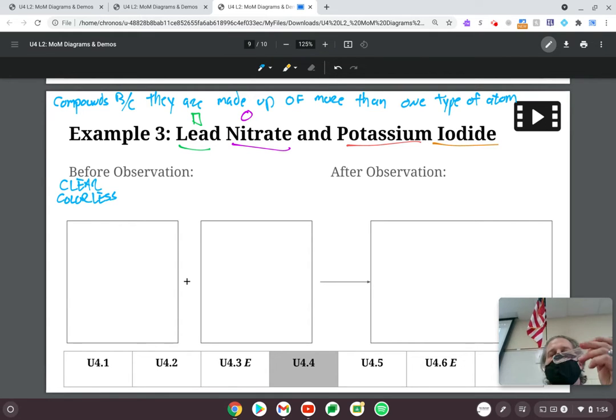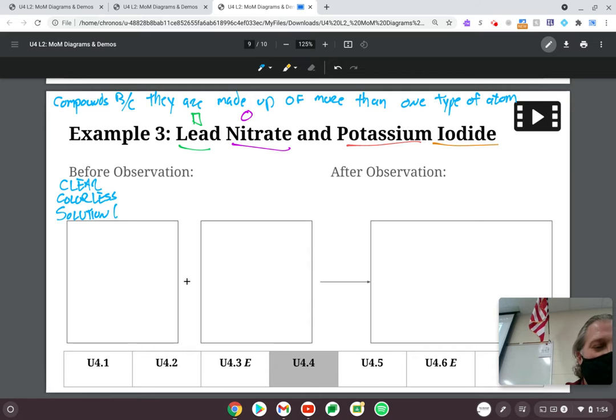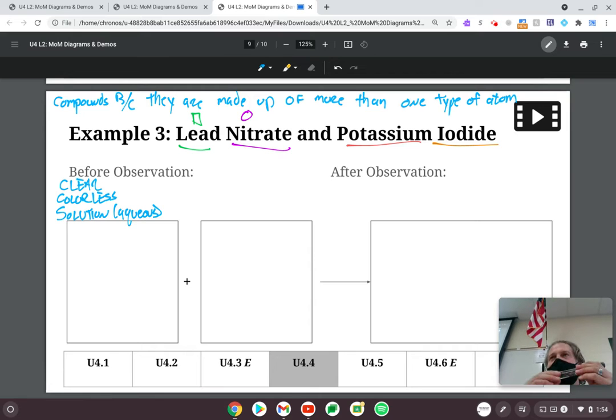Now, what state of matter or type of matter rather would this be? I hear a lot of you saying liquid, and I'm going to say it's not. This is not a liquid. It's not a gas. It's also not a solid. So if you go back in your notes real quick, what could this be? Yes, a solution, right? So this could be a solution, which is also called aqueous. Okay, so it's a clear, colorless solution.